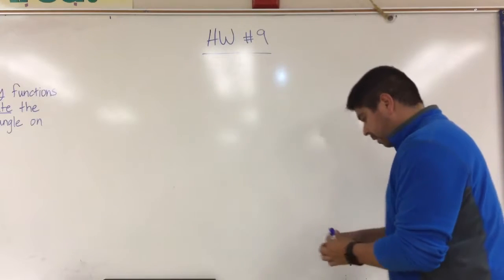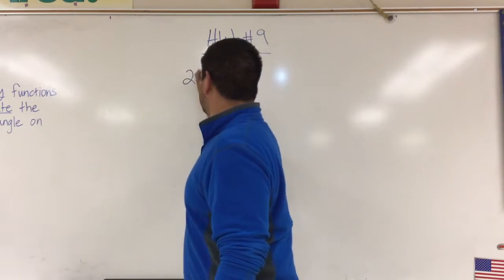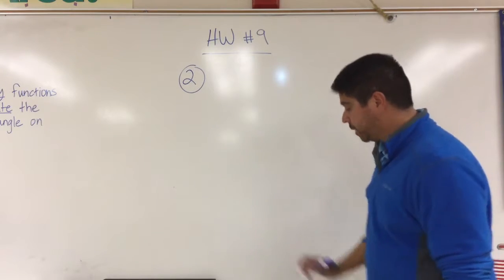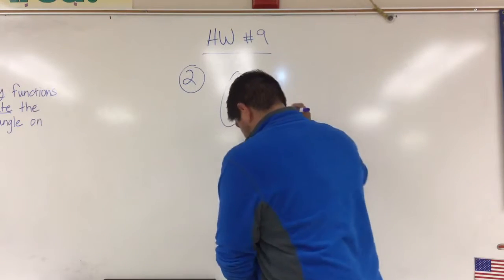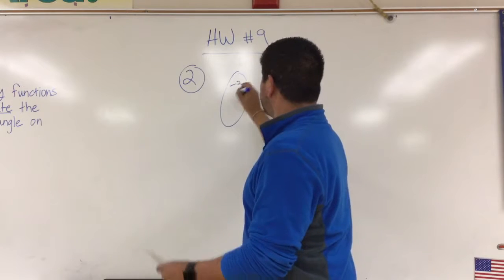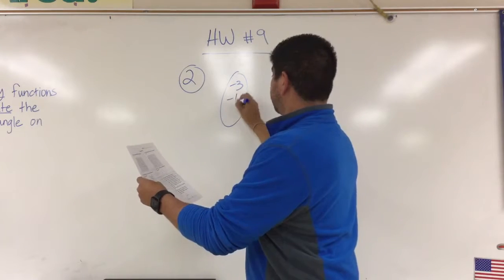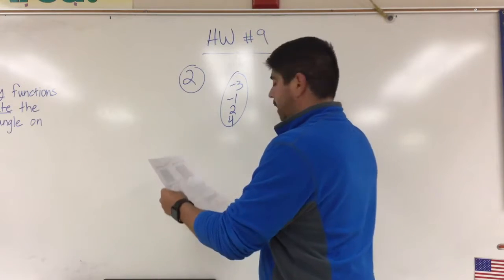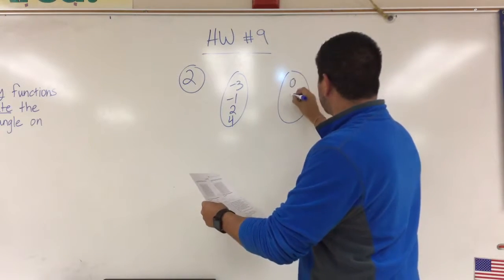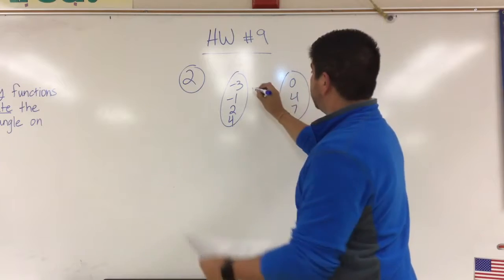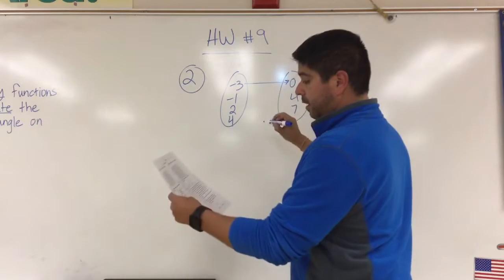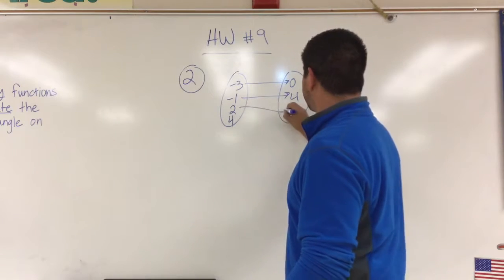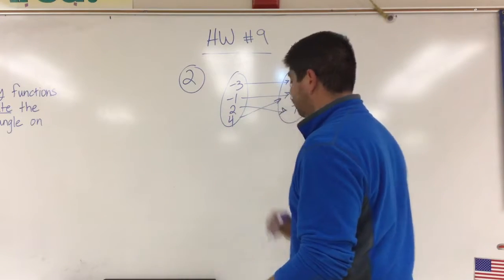All right, let's look at number 2. Is the following mapping a representation of a function? So we have -3, -1, 2, and 4 as my x's. Here are my y's. I got 0, 4, and 7. Remember, -3 goes to 0, -1 goes to 4, 2 goes to 7, and then 4 goes to -4.